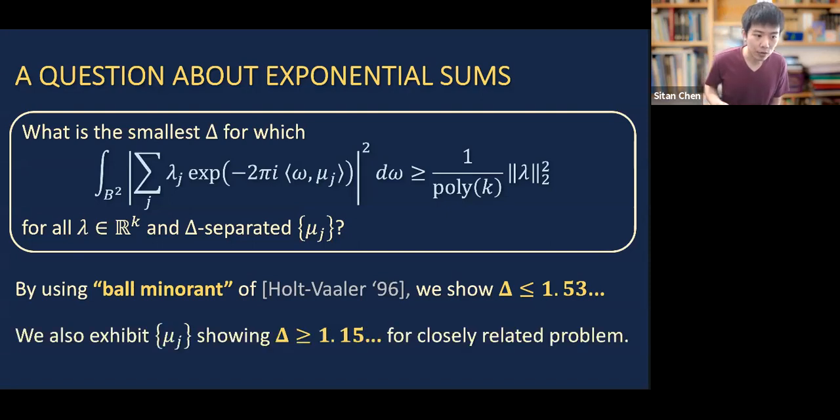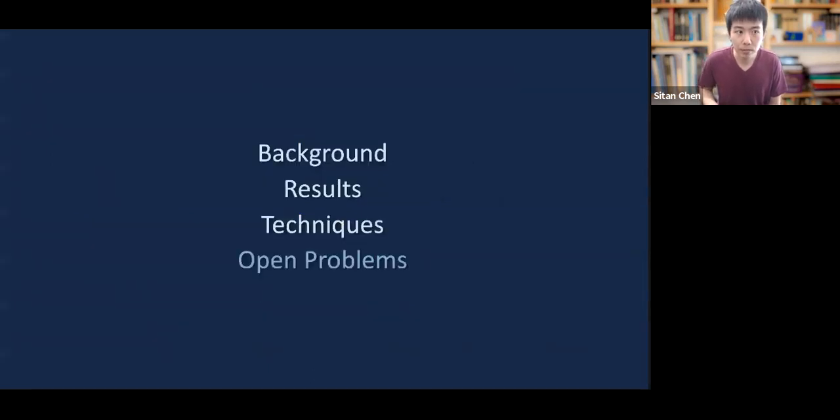On the lower bound side, we exhibit a collection of centers which are separated by roughly 1.15, for which this integral inequality fails to hold. And in particular, it fails to hold for a closely related problem, which we then use to establish our information theoretic lower bound. Okay, so that's all I wanted to say about the techniques. I encourage you to check out the full version or to ask me any questions during the poster session. Let me now turn to takeaways and open problems.